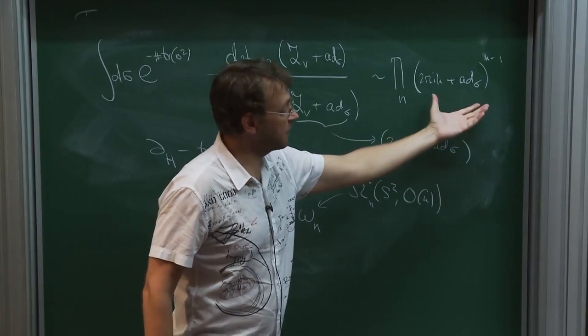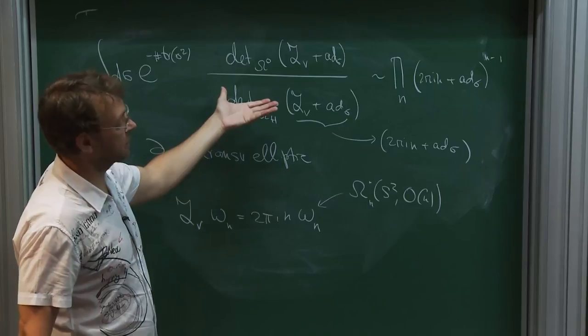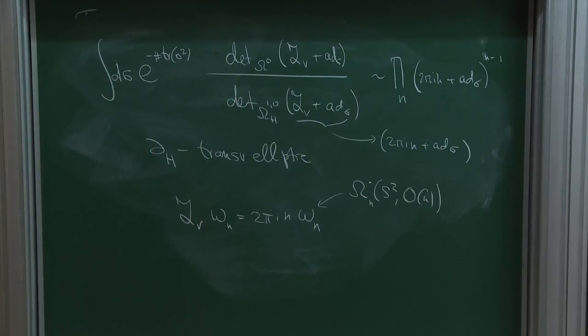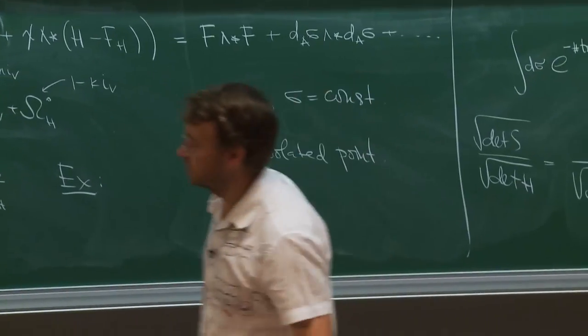Now, if you take this function, you plug it in here, you calculate everything, you get what Witten got at the end of the 80s. So this is exactly the same result.